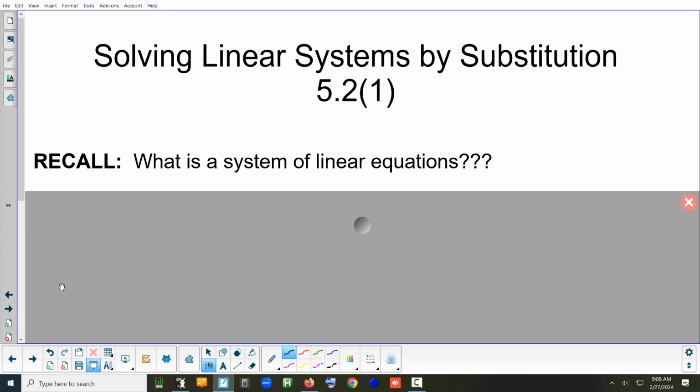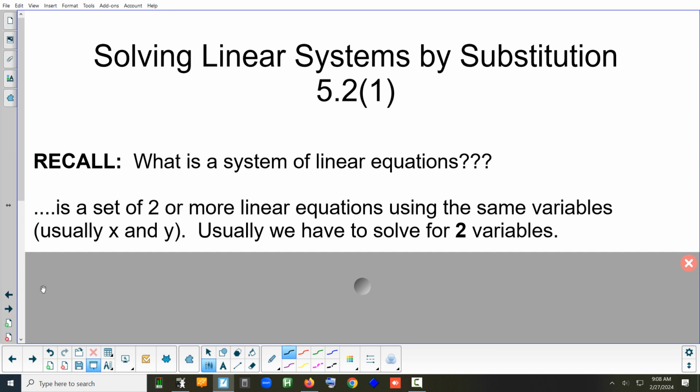Then you have to find like the x, the y, and then they give you another letter. They usually call it z. Right? So we're not quite doing that. We're just sticking with a set of 2. Okay? Could be more, but we don't do more. So it's a set of 2 equations, and it has to use the same letters in each equation. Usually we use an x and a y.